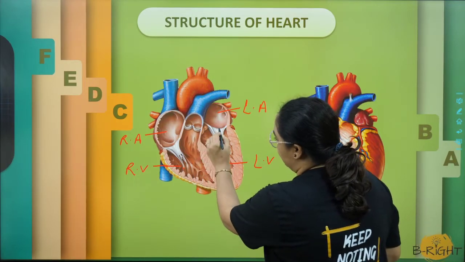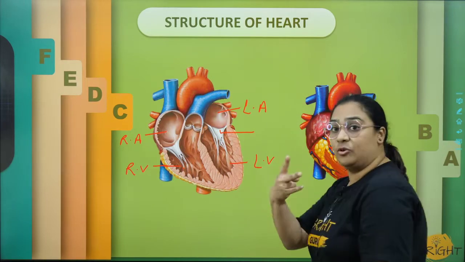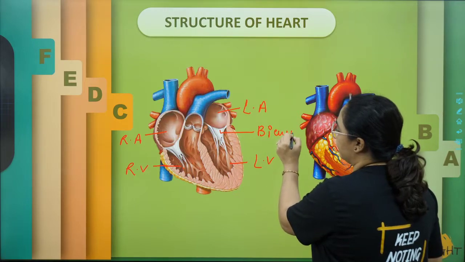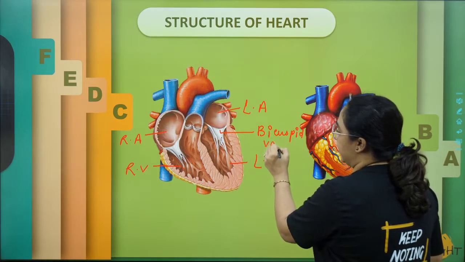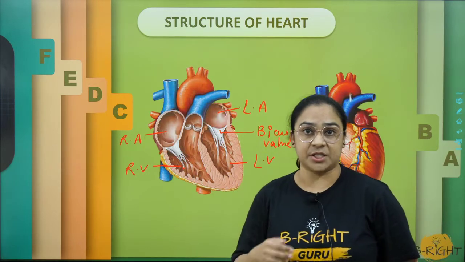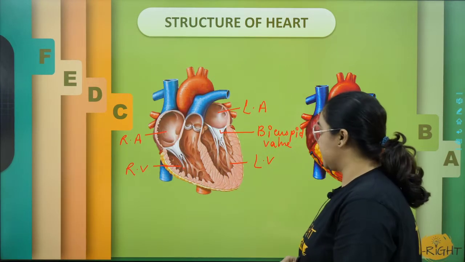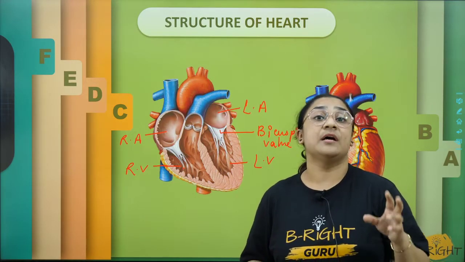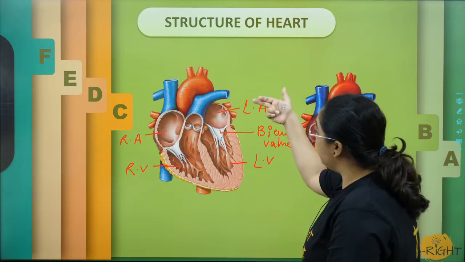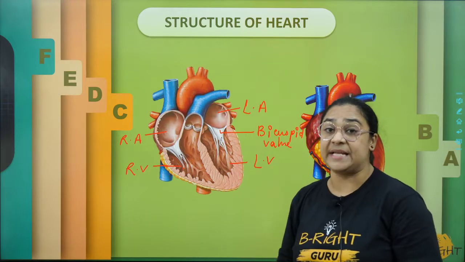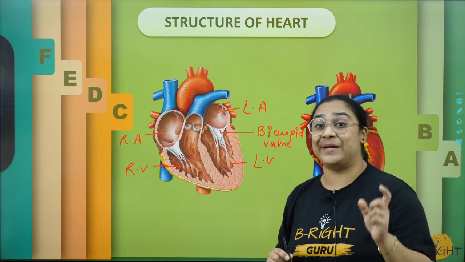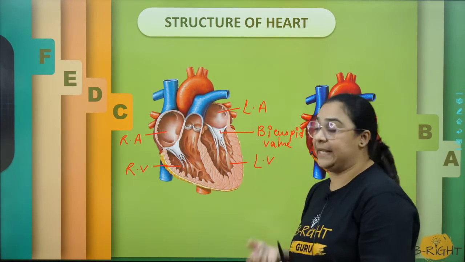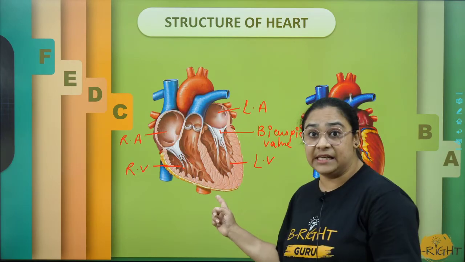Now these valves, as you can see over here, are made of 2 flaps. So this is the bicuspid valve. Quickly, let us note down its location and function. Location of the bicuspid valve: these valves are made up of 2 flaps or cusps which are present at the aperture of left auricle and left ventricle. Aperture means opening.